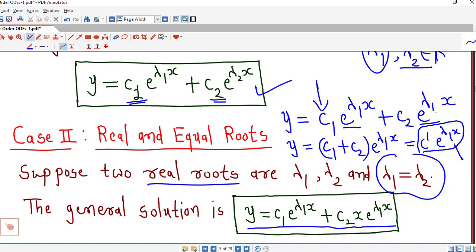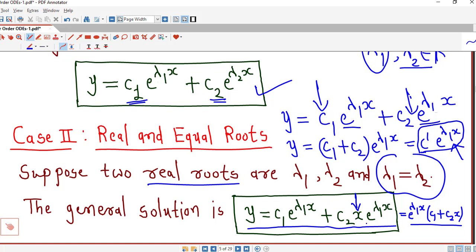So in this solution there is only one essential constant. So to sort out this problem we are multiplying by x. Here we have multiplied by x, so that if we take e raised to lambda 1x common, then also there is no problem, e raised to lambda 1x times c1 plus c2x. So there are two essential constants. Because our equation is of order 2, in the general solution we must have two essential constants. So whenever we have equal roots, we will multiply by x.